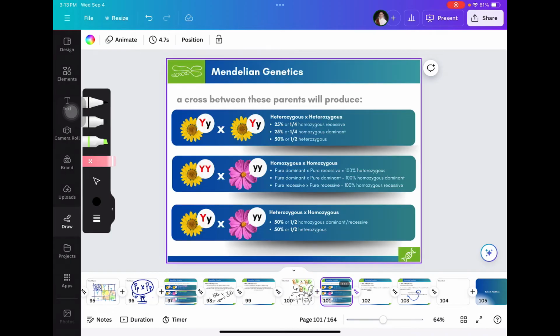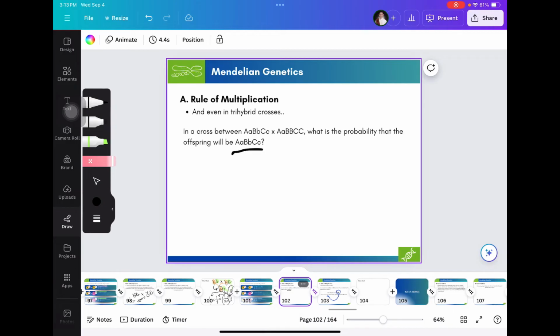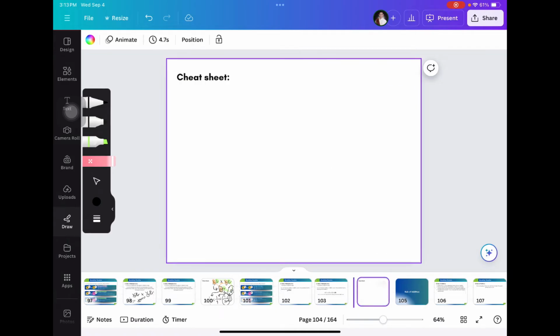But in this one, for trihybrid cross, I'm not going to construct any Punnett squares since it's too time consuming, especially if this is an examination. So according to this one, the answer is 1/8 or 12.5% chance. But let's try to calculate that using our cheat sheet.